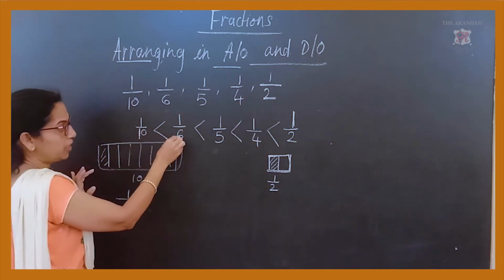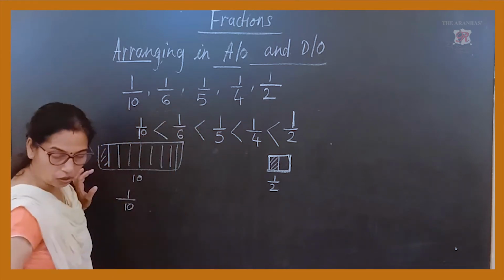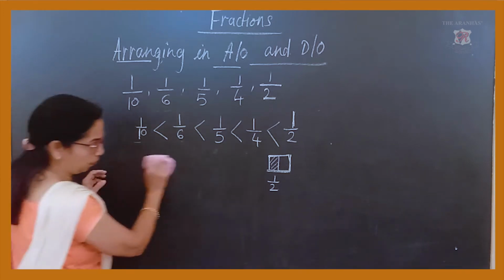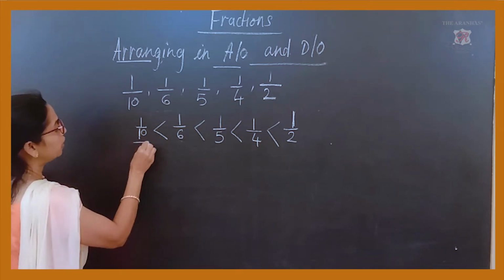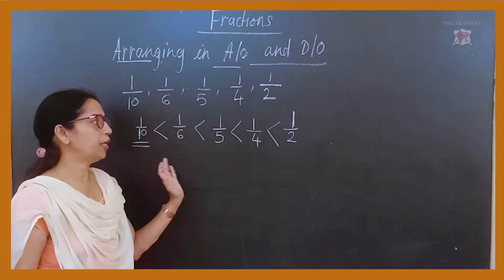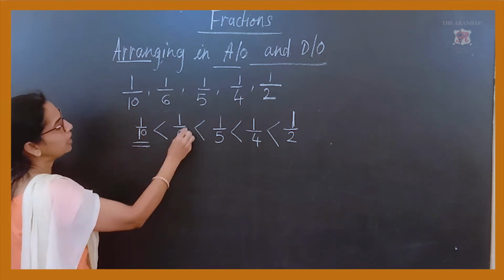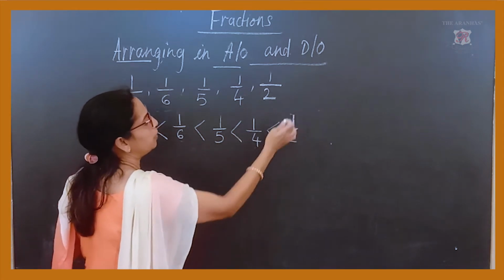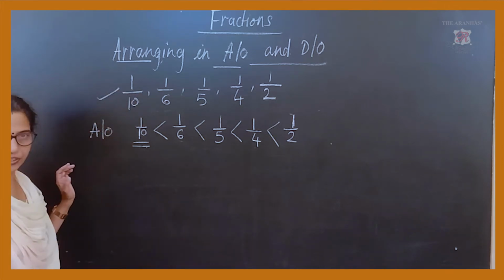According to this, by comparing, you can write down the ascending order for the given fractions. As we know, whenever we want to write ascending order, we have to take the smaller fraction first and then go on writing according to the increase in values. So 1 upon 10, then 1 by 6, 1 by 5, 1 by 4, 1 by 2 will be the ascending order for the given fractions.